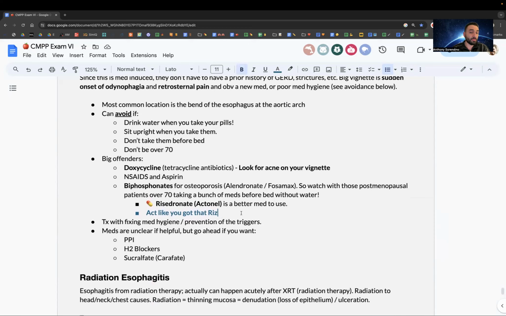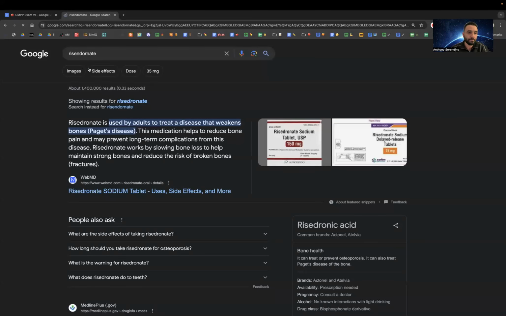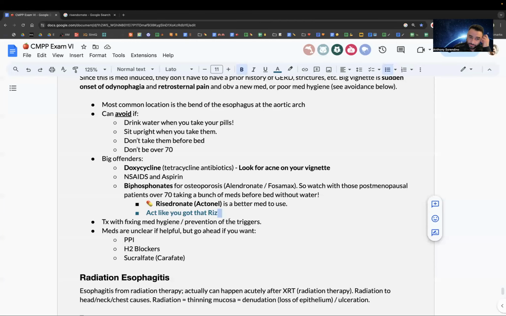If there's a question about, well, your patient has osteoporosis, they need to take a med, you can put them on, I think I missed an N here, but risedronate or Actonel. And I remember that because you act like you got that Riz. So ACT and Riz are going to be how you remember that. Let's see if I spelled that right. It is risedronate. There is no N there.